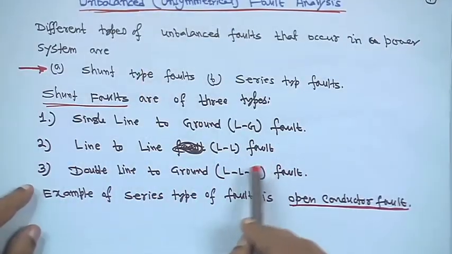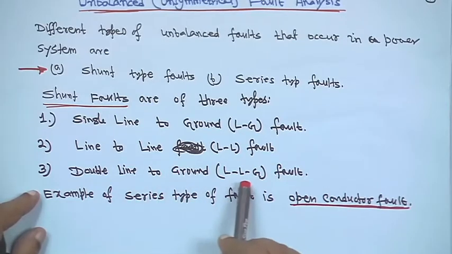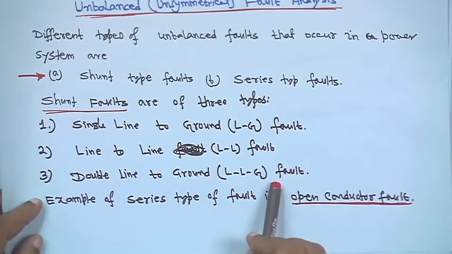Okay. So, in the previous class we ended with unbalanced or unsymmetrical fault analysis. The different types of unbalanced faults that occur in a power system are shunt type faults and series type faults. Shunt faults are of three types: single line to ground fault, which we call LG fault, line to line fault, which we call LL fault, and double line to ground fault, that is LLG fault.